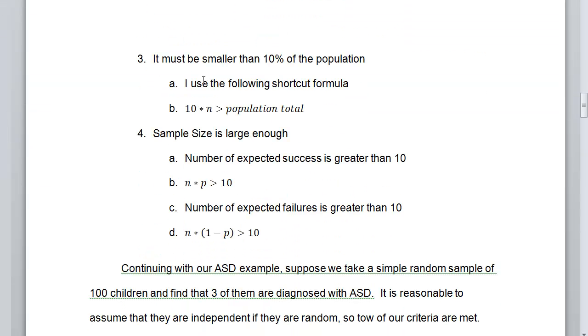Third, it must be smaller than 10% of the population. Now, I actually use the following shortcut formula. I just say 10 times the sample has to be less than the population total. And this is just a reasonable assumption, okay? You're obviously not going to know how big the total is, but you have a reasonable assumption that this is going to be true, okay?